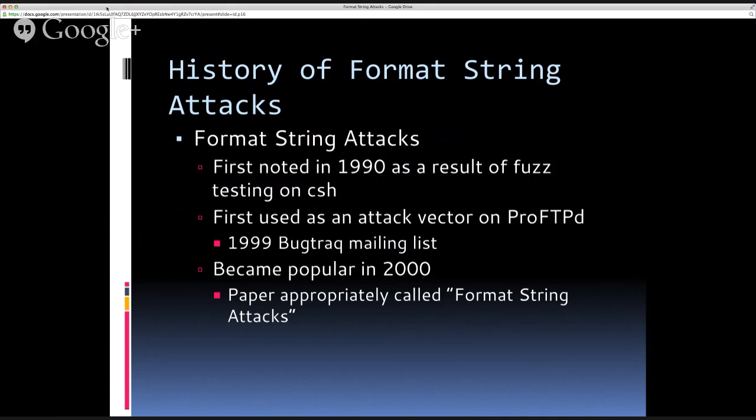This was a 1999 bug that was found, and essentially, what it boiled down to is that there was a path variable that the user was able to control that could be used either as a local privilege escalation or potentially to gain remote access to the system. And these bugs became very popular in the early 2000s, and many papers and publications have been written about these since.